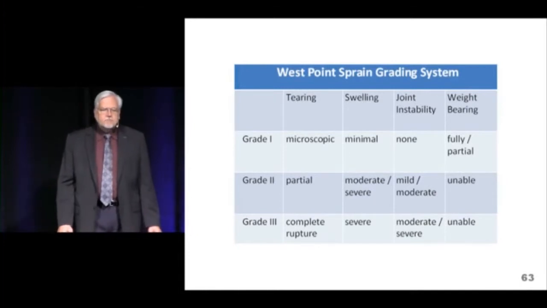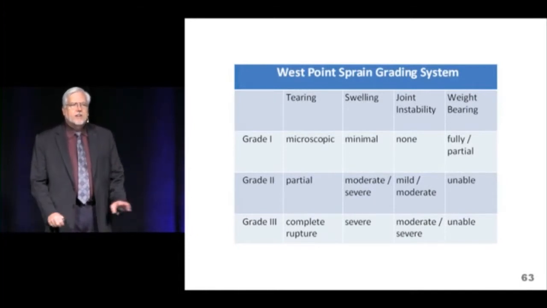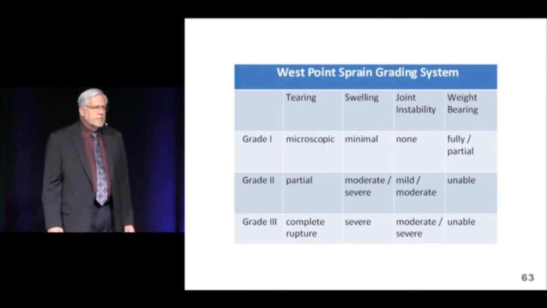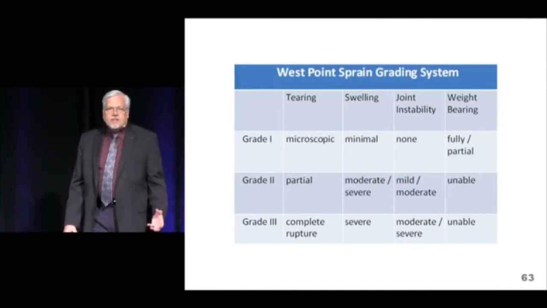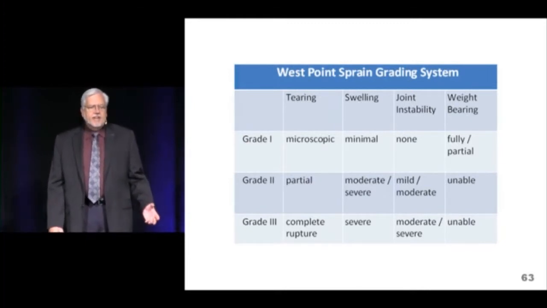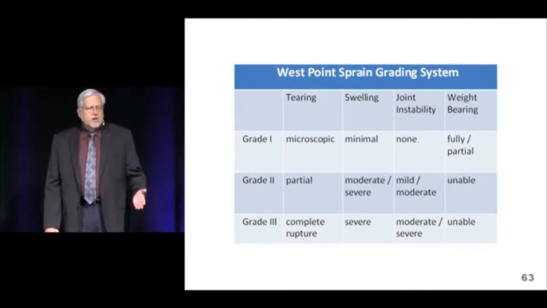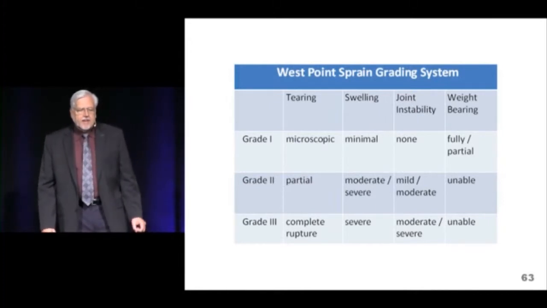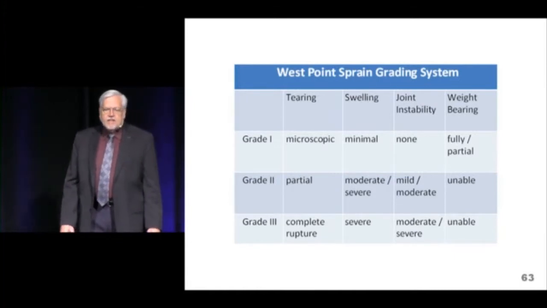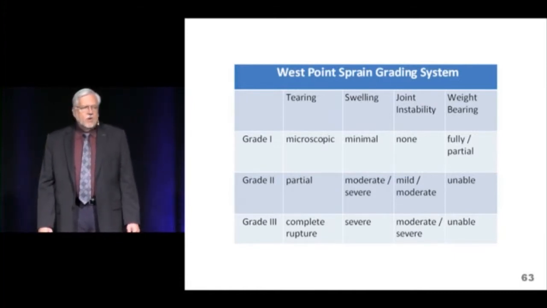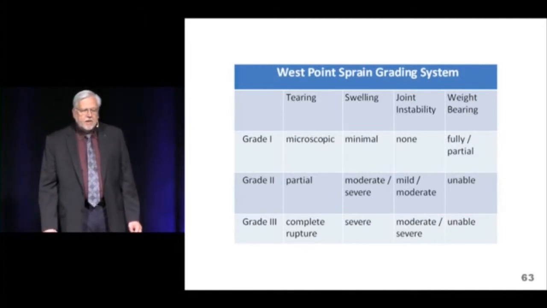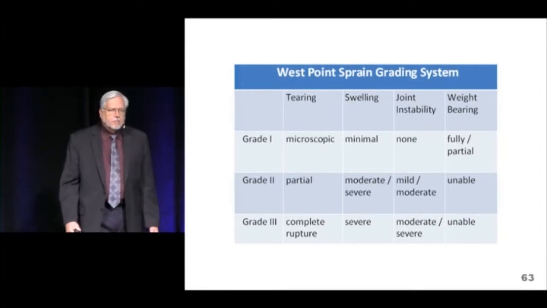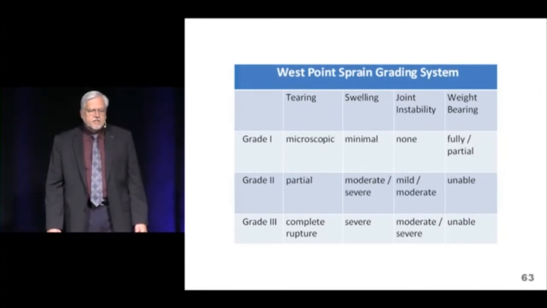So here's the West Point sprain grading system. There are a whole bunch of systems out there. For some reason, we always like to develop a new system. But it's pretty common to look at sprains and strains in 3 grades, as it shows here, with grade 1 being the very minor one, with some microscopic tearing and minimal swelling, and really no instability of the joint involved. And usually a person has full weight bearing, maybe a little bit of a limp if it's in the lower extremities.